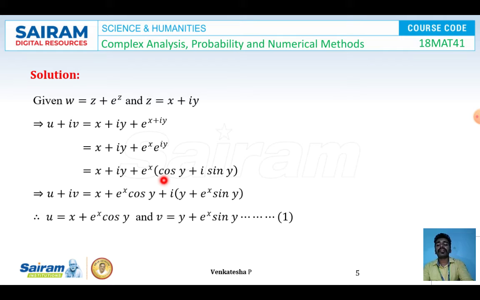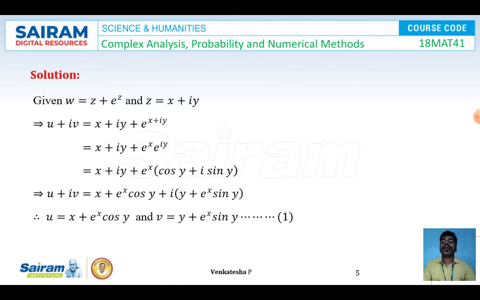Now I'm going to separate the terms of the real part on one side. So I got x plus e power x cos y as the real part plus i times y plus e power x sin y as the imaginary part. Now I'm going to equate both the equations. So I got u is equal to x plus e power x cos y, and v is equal to y plus e power x sin y, by comparing real and imaginary parts. I'll be calling this equation number 1.